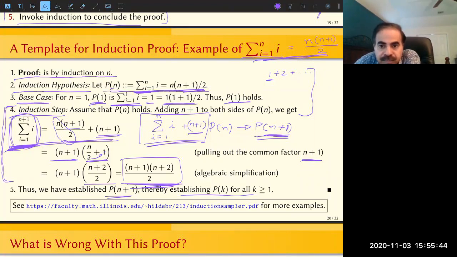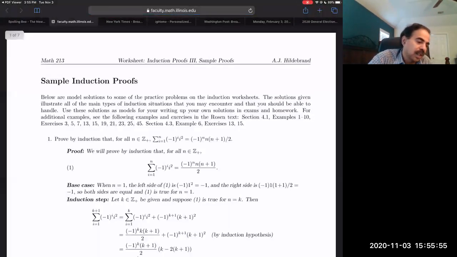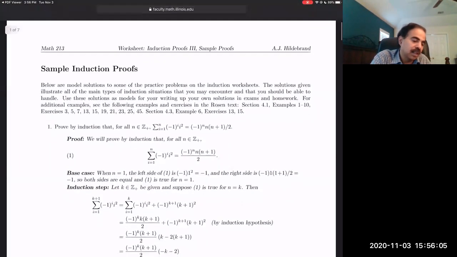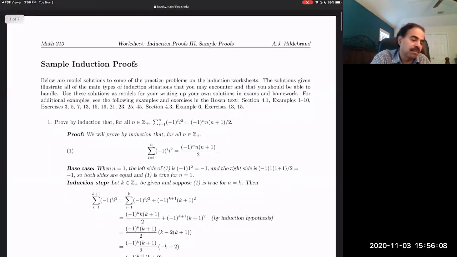Any questions? So let's see whether this works. I have a link on this page, right, to a set of sample induction proofs. There are like 15 or so examples in this write-up. I think it's from Illinois.